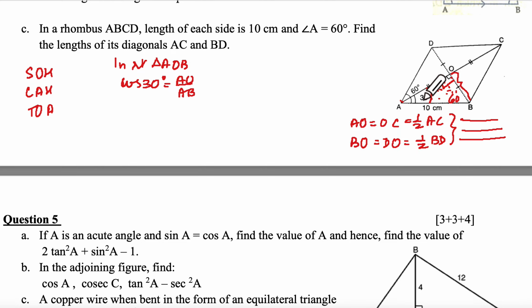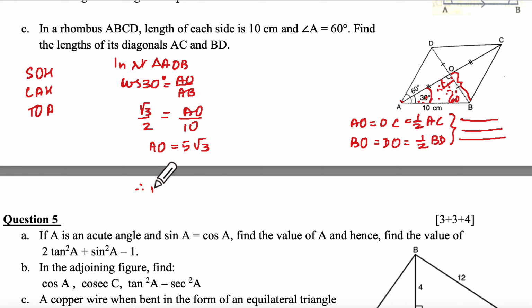So for this 30 degrees, this will be opposite, this will be adjacent and this is hypotenuse. So cos 30 means root 3 upon 2 is equal to AO upon AB, which is 10. So what is AO equal to? This comes here. So 2 fives, so 5 root 3.